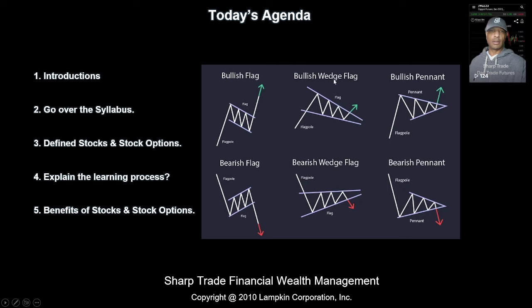Like this is a bullish wedge flag right here. It's kind of the same thing, but it's more slanted towards the bottom, I guess. I don't know how you would look at that. And this one is called the bullish pennant flag. And this one is more of a real flag. But all of them, you notice, have that sharp pole. The pole means they shot up in a direction and then it came down.